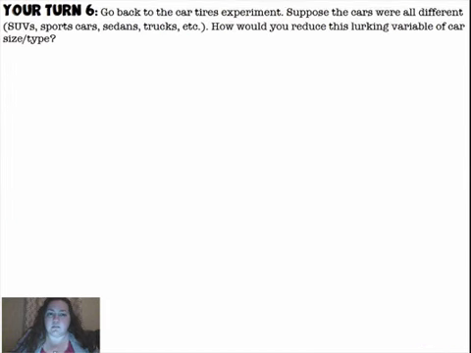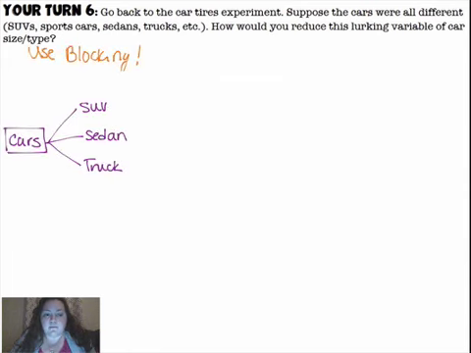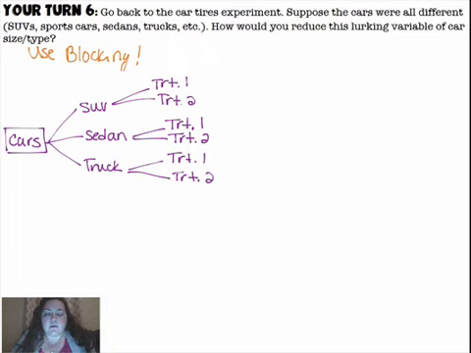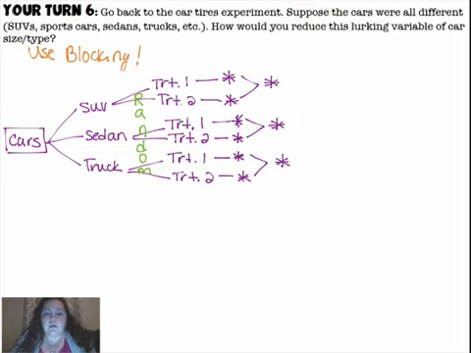All right, your turn, number 6. I want to go back to the car tire experiment. Suppose the cars were different, so different types, SUVs, sports cars, sedans, trucks, etc. How would you reduce this lurking variable of car size and type? So I would use blocking. So I'd take my cars, I'd block them into whatever categories, SUV, sedan, truck, sports car, whichever. And then I would randomly assign them to their treatments. I'd compare the results within each treatment. I'd compare the results within each block. And then I would compare the overall results.